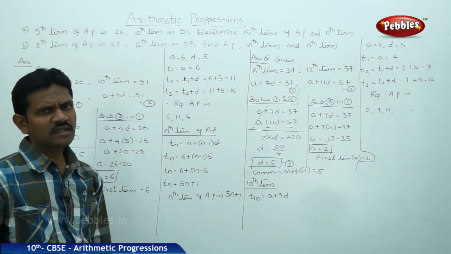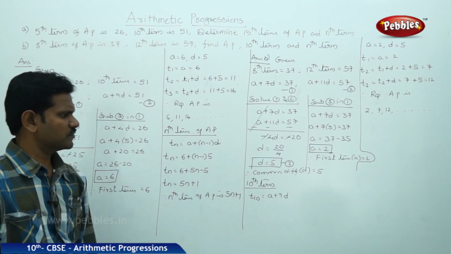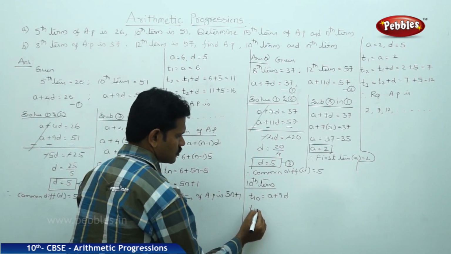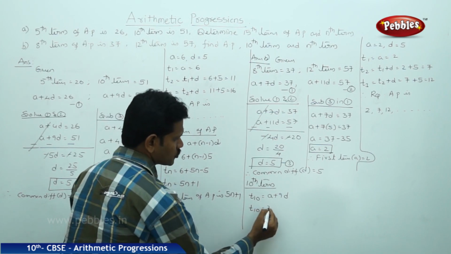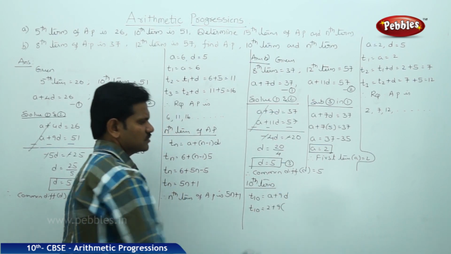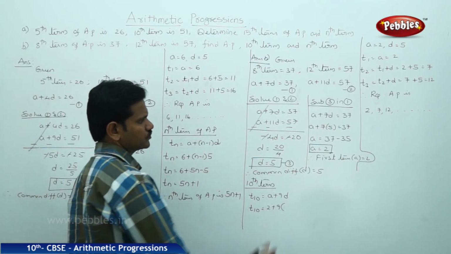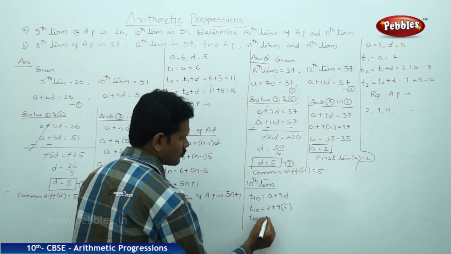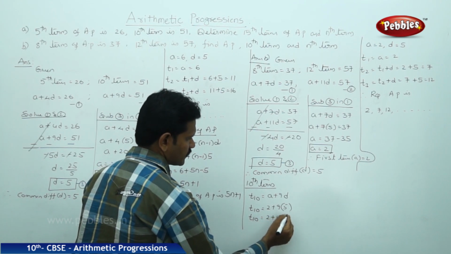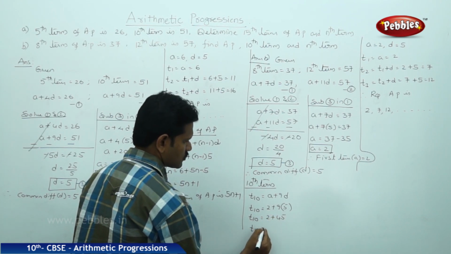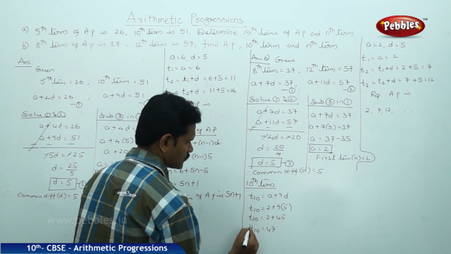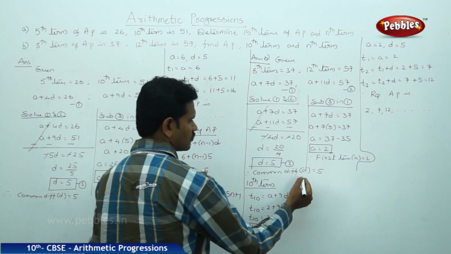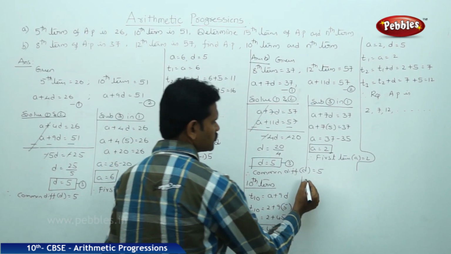After that, find the 10th term. Now the 10th term formula: T10 is equal to A plus 9D. That is, T10 is equal to the A value, which is 2, plus 9 times the D value. What is the D value? 5. That is, T10 is equal to 2 plus 45. That is, T10 is equal to 47.